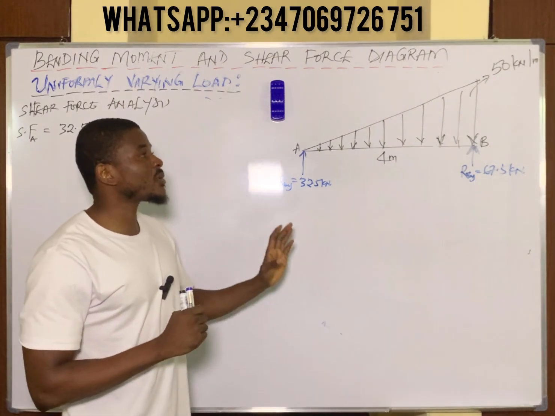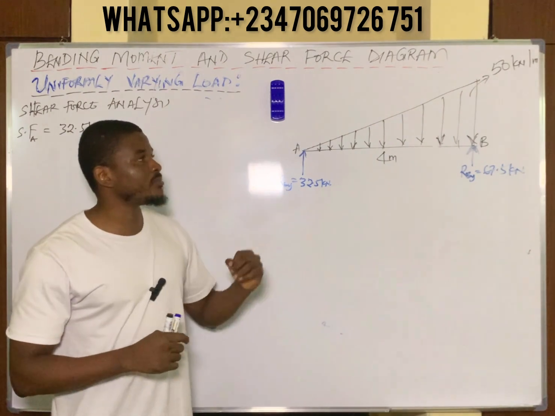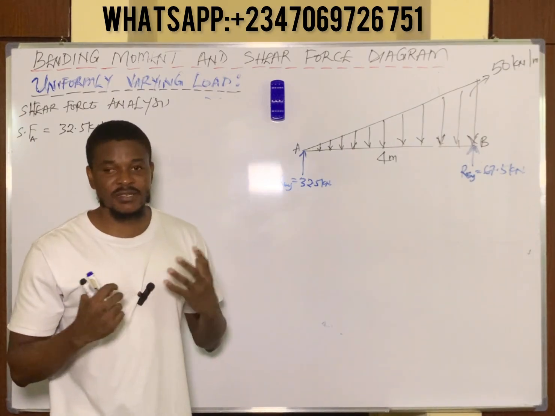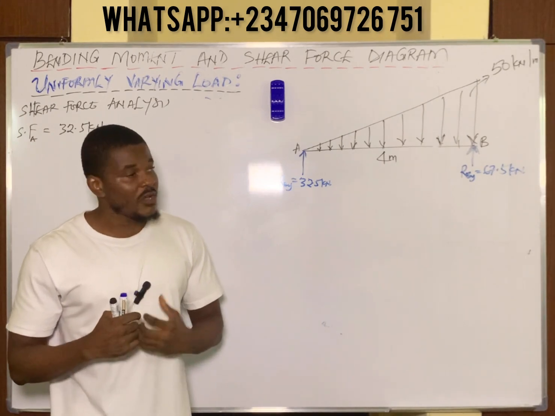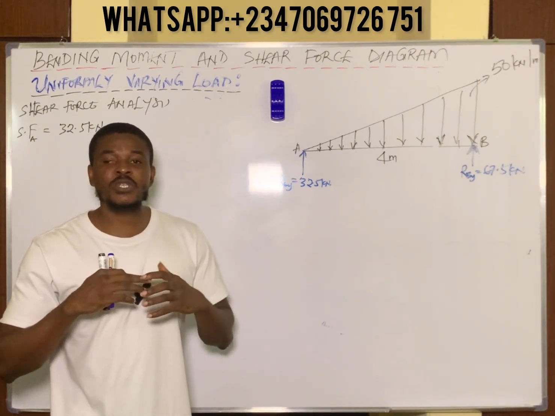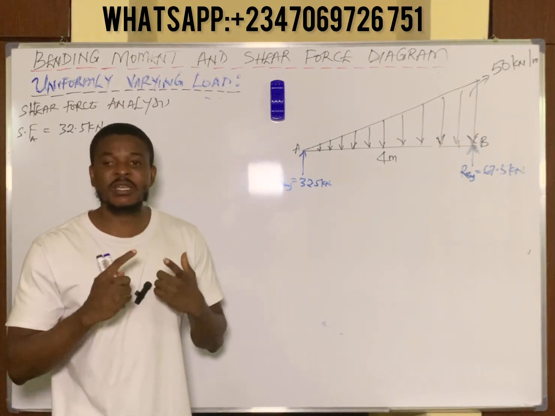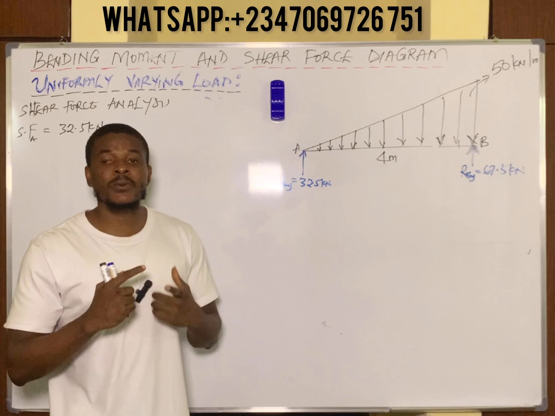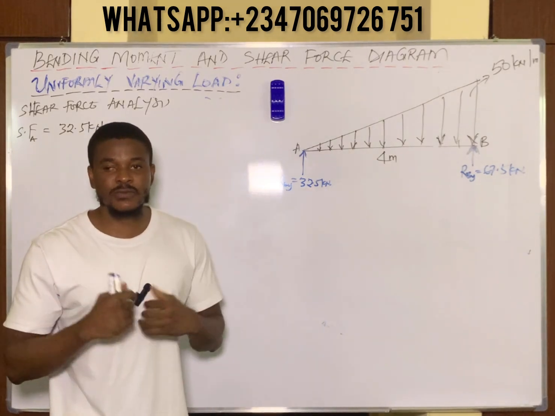Now, there is no other point on this beam apart from point B. But moving from point A to point B, you observe that there is a different type of loading here. This loading is simply a uniformly varying load. For that reason, you have to form what is called the shear force equation. Now, the shear force equation helps us to know the kind of diagram we are going to be drawing for our uniformly varying load. It also helps us to determine the point of maximum bending moment. That's what the shear force equation does for us.